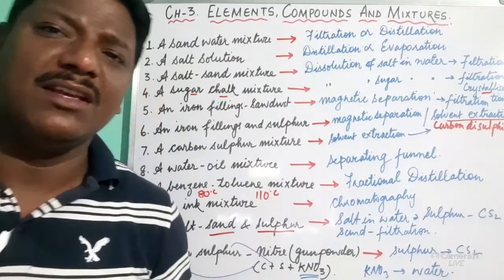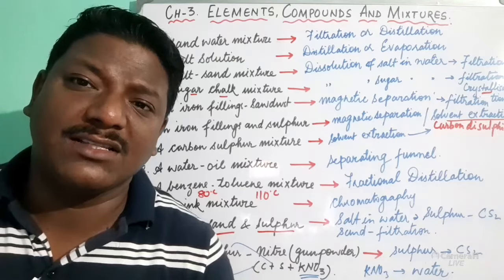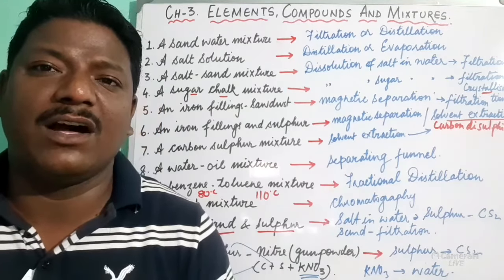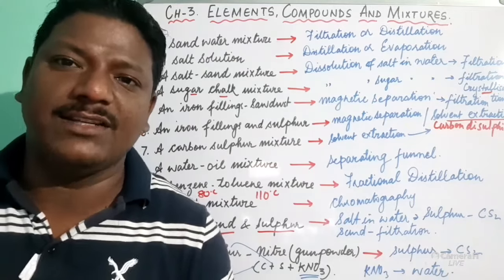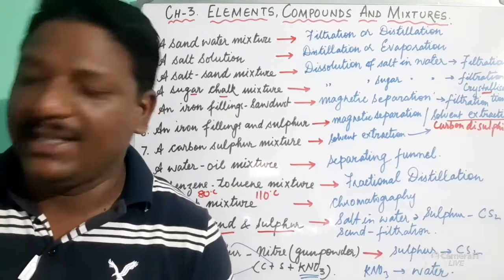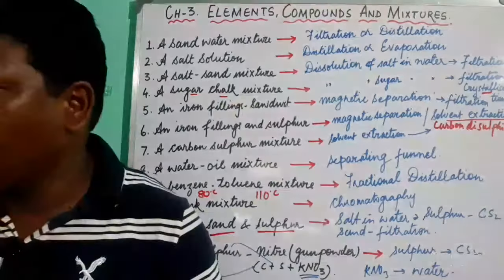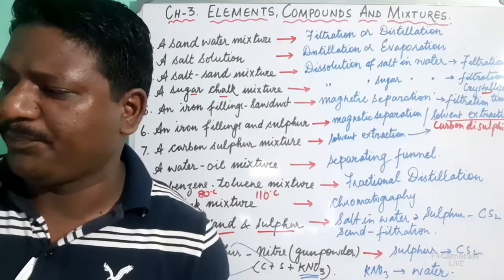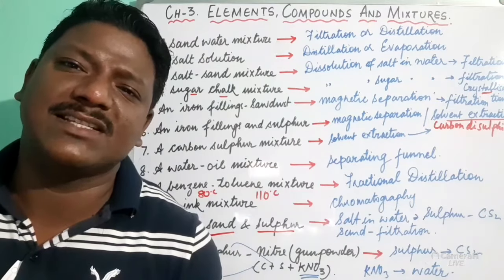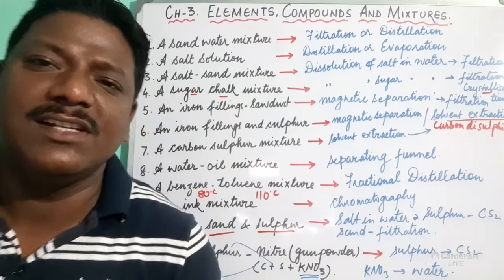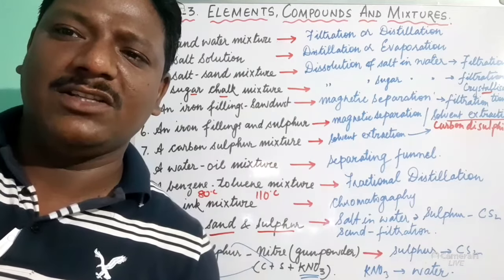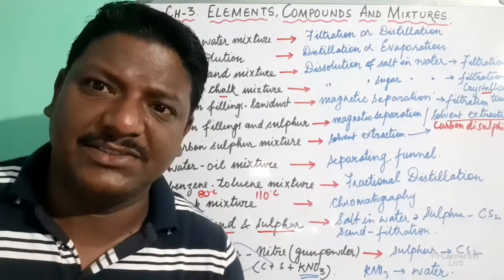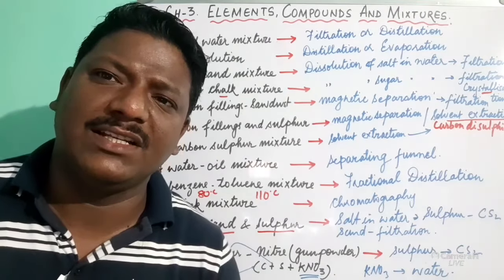So in this way, if you are asked to write the process of how to separate, then you can write this. Or if the question is of 1 mark, then you can simply write just the methods or the techniques which you have just learned. Alright, is that clear?